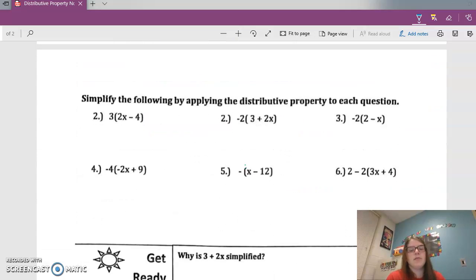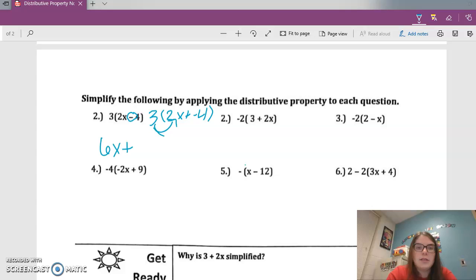Another way we can do that is if we're looking at number 2. Like I said, we're always going to keep change today. Here I see subtraction, so I'm going to keep change. I'm going to have 3 times 2x plus a -4. Now I'm going to distribute. 3 times 2x gives me 6x, plus 3 times a -4, which gives me a -12. Fancy.